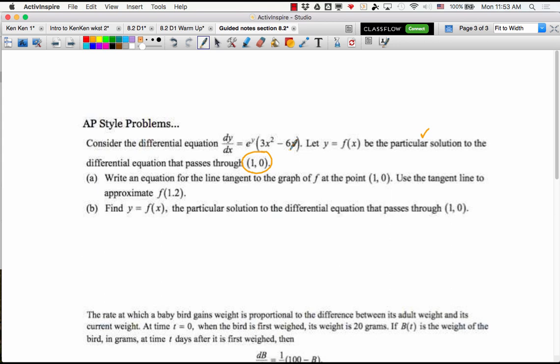Okay? Where do we do that? Part B. Find the particular solution to the differential equation that passes through this point. This is the part we're doing right now in chapter 8, part 2. Part 1, write an equation for the tangent line. How will we do that? This is a review. You need two pieces of information for an equation for a tangent line. You need a point and a slope. Okay, how will I get a point?